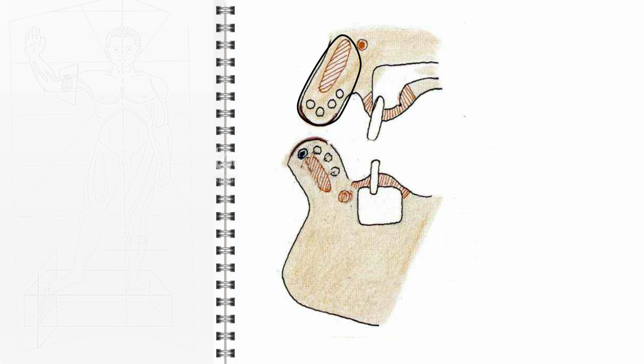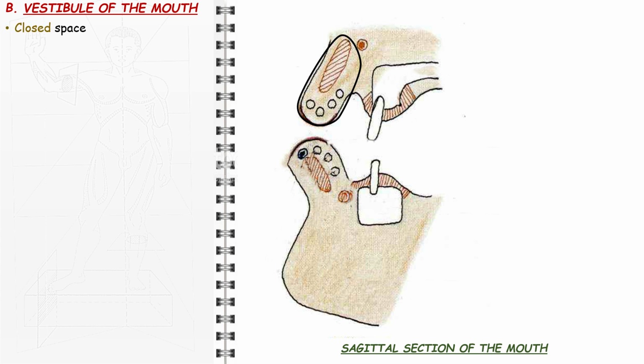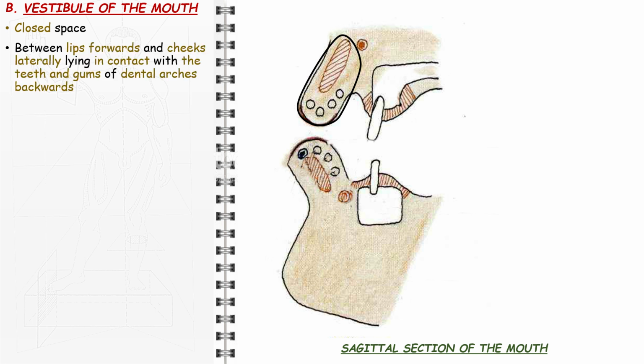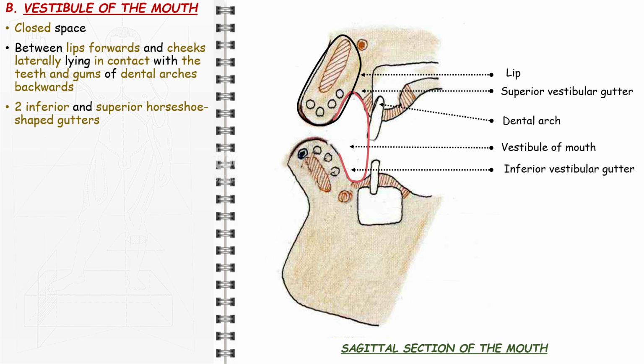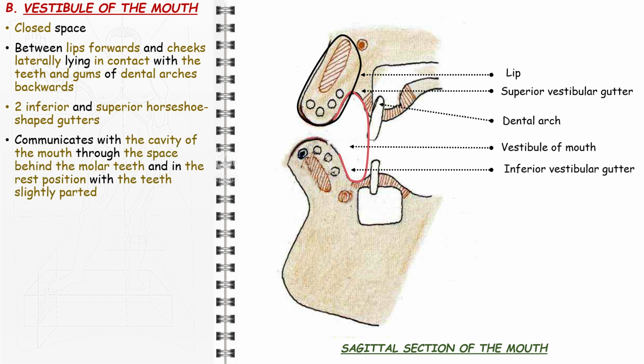The vestibule of the mouth is a closed curved space between lips forwards and cheeks laterally, lying in contact with the teeth and gums of dental arches backwards. It consists of two inferior and superior horseshoe-shaped gutters. The vestibule of the mouth communicates with the cavity of the mouth through the space behind the molar teeth and in the rest position with the teeth slightly parted. It is the preferred site for the release of saliva of parotid and labial glands. The parotid papilla projects towards the second upper molar tooth. Each gutter contains a median mucous fold, the labial frenulum.